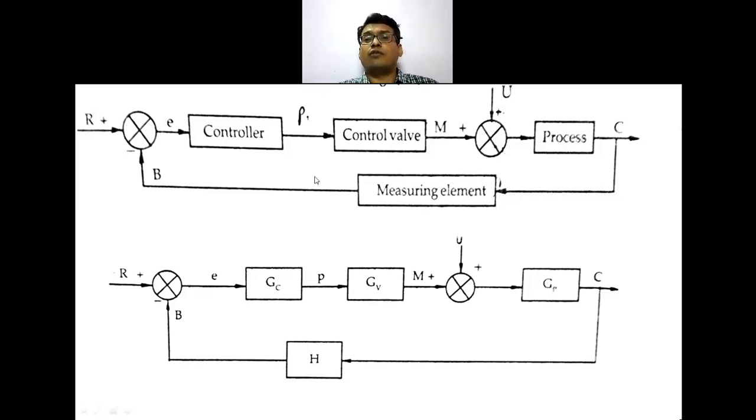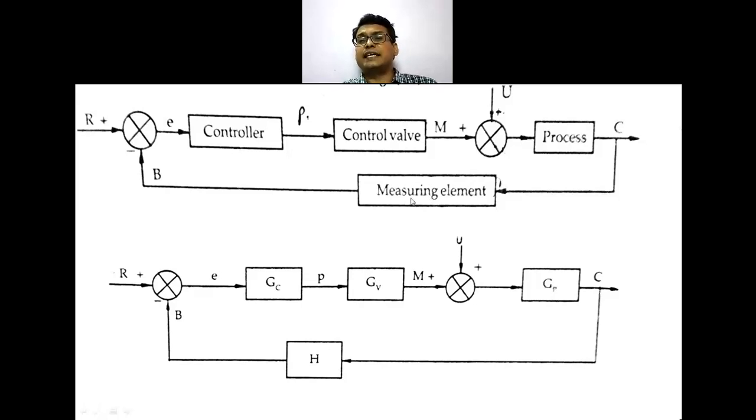Now this is what we have represented in a block diagram. Now reducing this block diagram in terms of a transfer function. So controller is having a transfer function of GC. Control valve is having a transfer function of GV. The process is having a transfer function of GP. And the measuring element is having a transfer function of H.